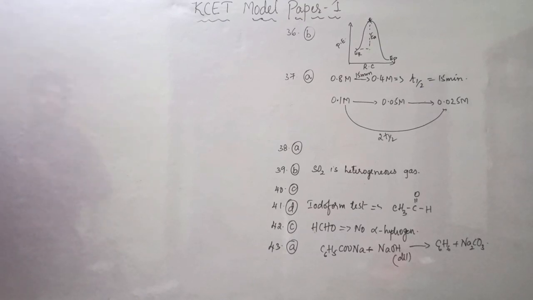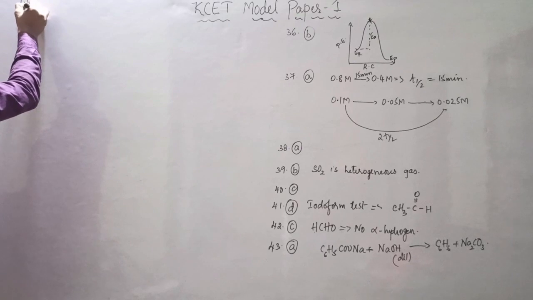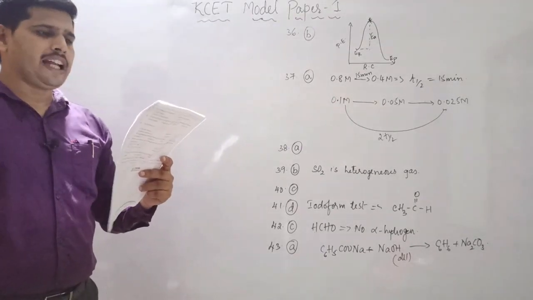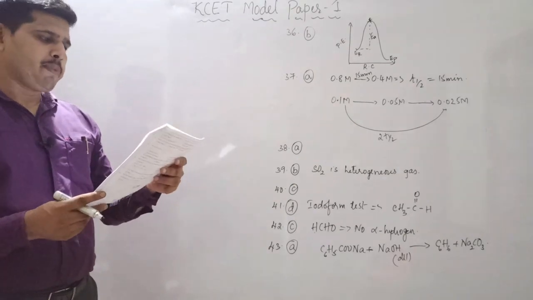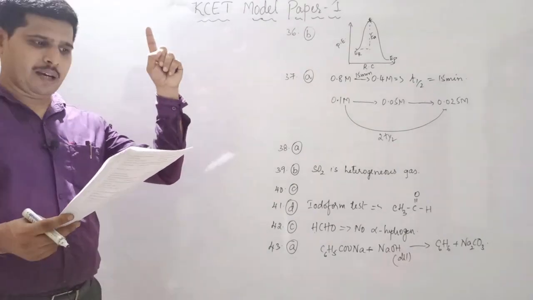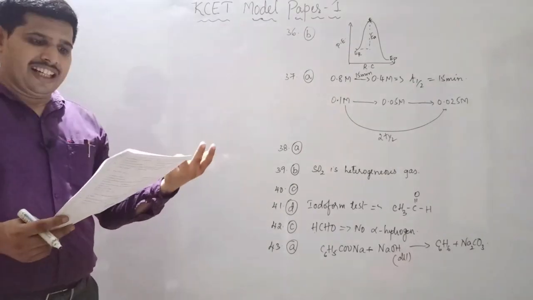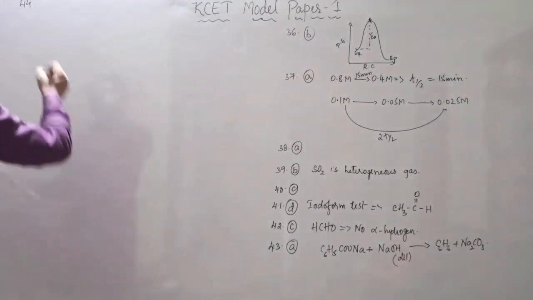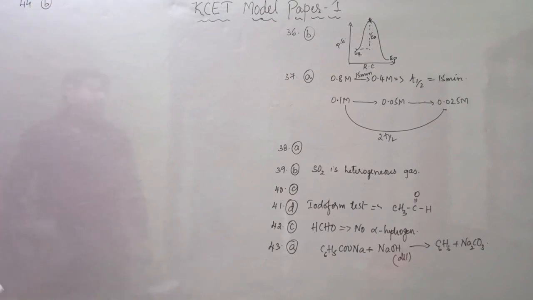44th one now. The best method for the conversion of an alcohol into alkyl halide is by treating the alcohol with thionyl chloride, isn't it? Which is also known as Darzens method. So option B.